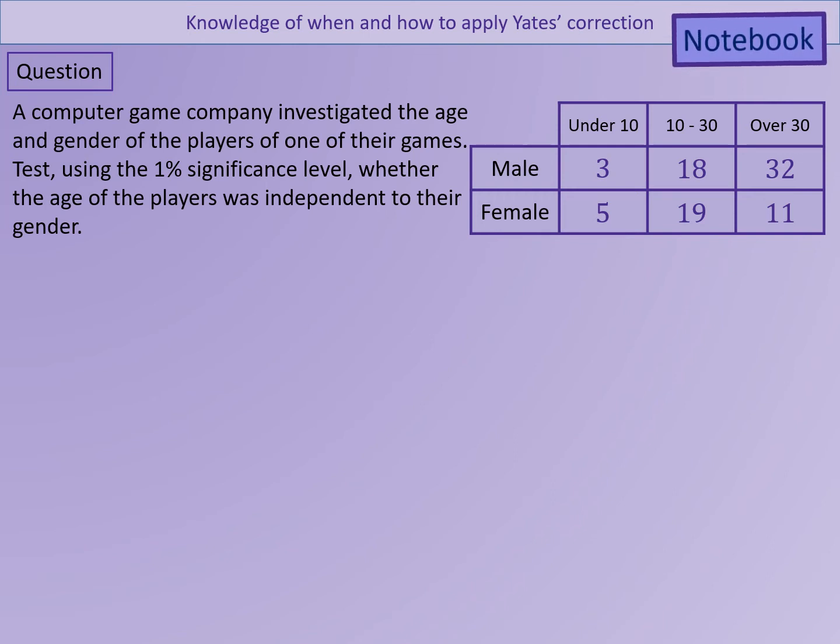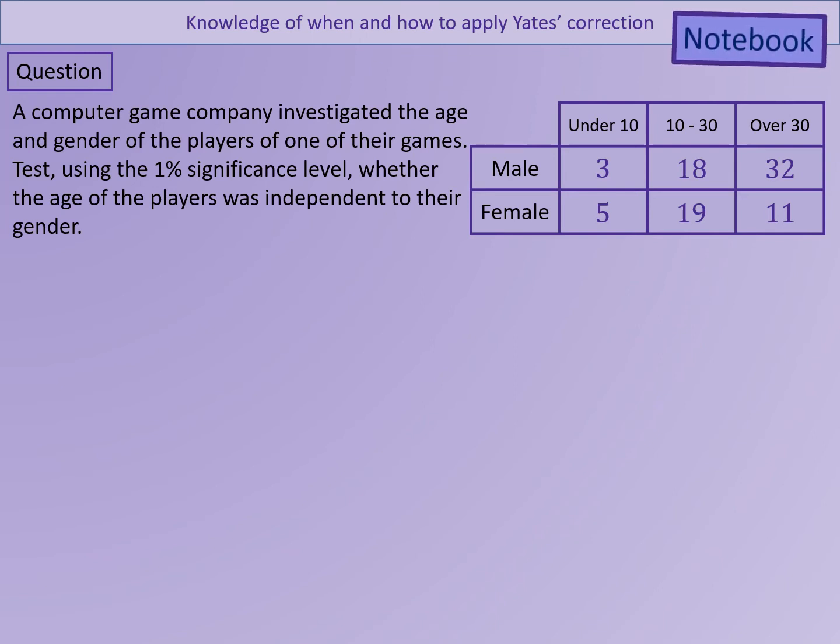A computer game company investigates the age and gender of players of one of their games. Test using a 1% significance level whether the age of the player is independent to their gender. So I'll give you an opportunity to write that down or very quickly put down in notes that table of results. What you'll do is answer it exactly the same as the previous one. So if you'd rather pause, have a go yourself, that's fine. Or if you want to just work through it with me, that's up to you as well. Just make sure you've got it decently set out in your notebook.